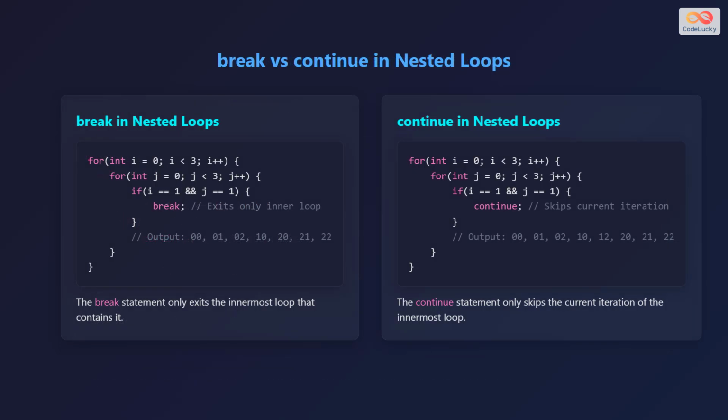Let's compare break and continue in the context of nested loops. Consider a nested for loop where we want to exit the inner loop under a specific condition using the break statement. The break statement only exits the innermost loop that contains it. Now let's consider the continue statement in nested loops. The continue statement only skips the current iteration of the innermost loop.